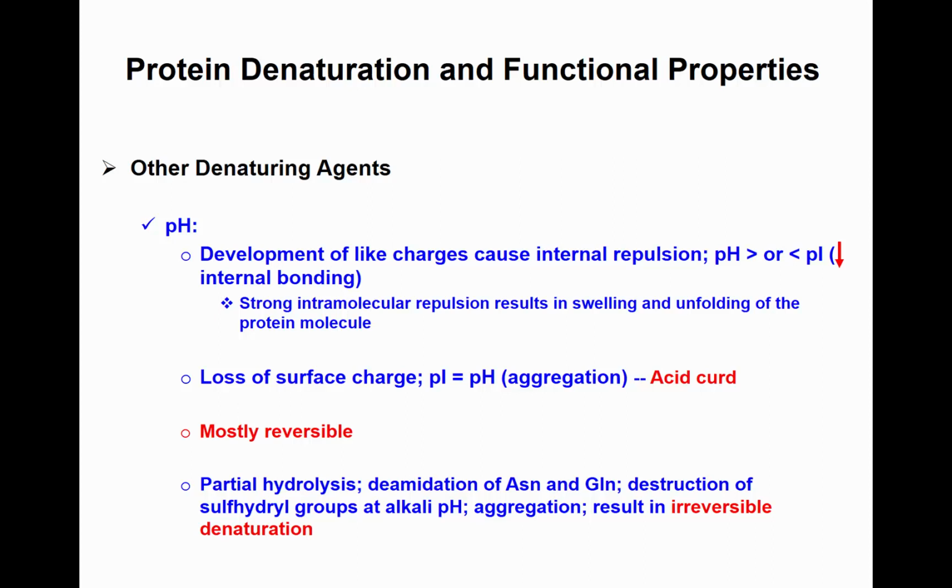Expose it also to very low pH or very high pH for an extended period of time, you get partial hydrolysis of the peptide bonds. You get deamidation of asparagine and glutamine. They become aspartic acid and glutamic acid. You get destruction of sulfhydryl groups at alkaline pH. And then the destruction of sulfhydryl groups, meaning sulfhydryl groups will get oxidized, and they form disulfide linkages, get aggregation, it becomes irreversible denaturation. Okay. You can interrupt me with questions if you'd like me to repeat anything.